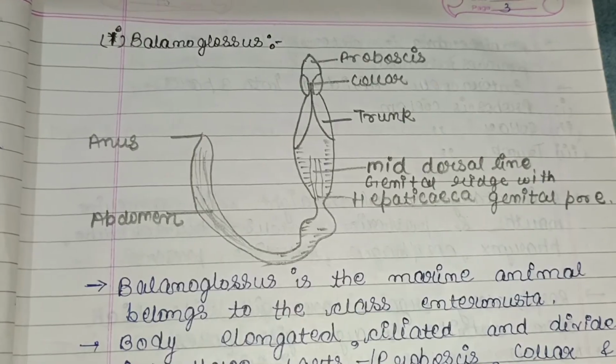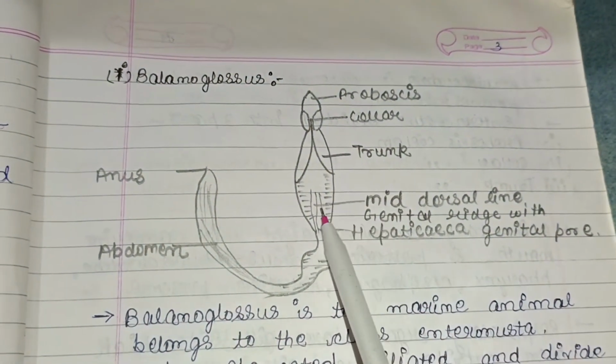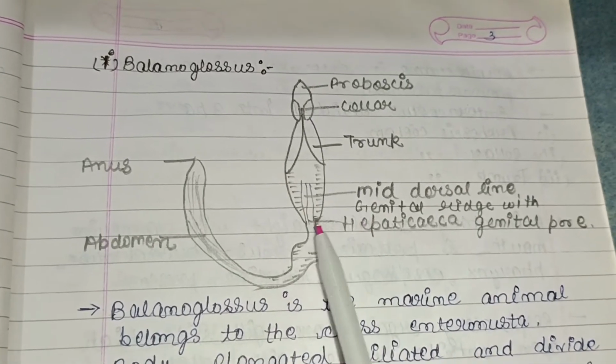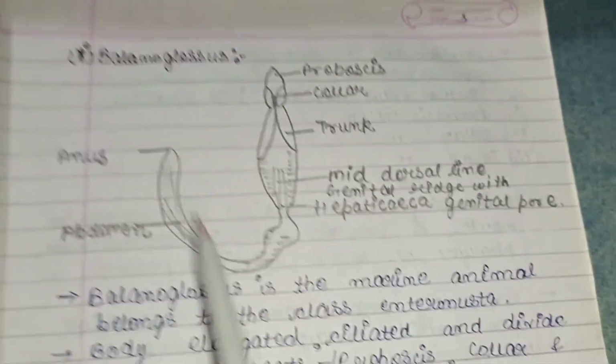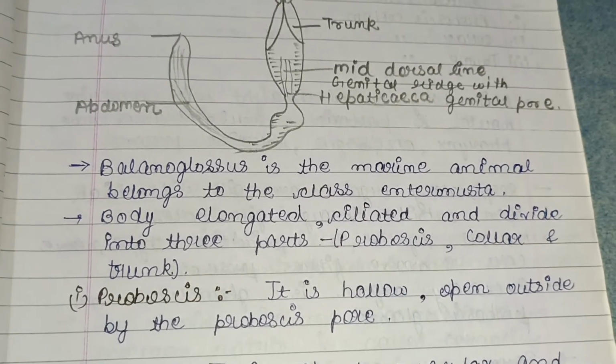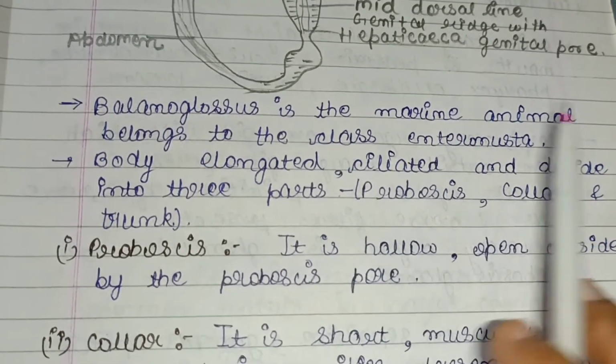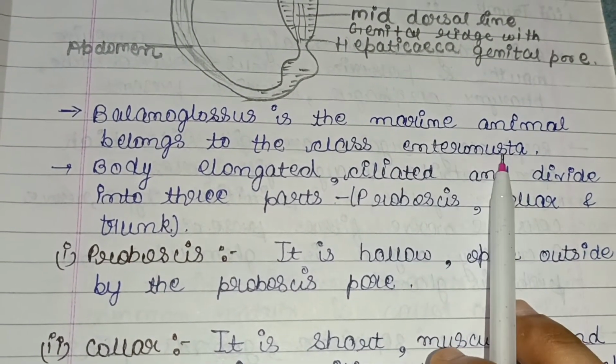So first is Balanoglossus. This is the proboscis, collar, trunk. This is the mid-dorsal ventral ridge, genital pore, abdomen, and anus. So Balanoglossus is the marine animal that belongs to the class Enteropneusta.